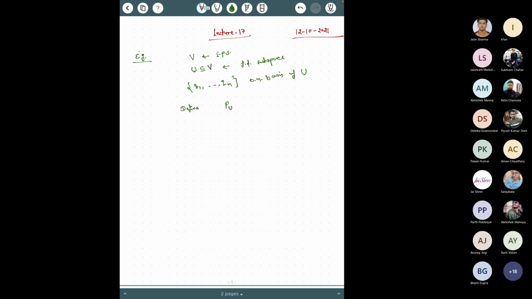I'm using the notation P subscript U, which means the projection on U. From V to V, it is defined by this rule: if I take any vector v in V, it goes to the sum of the inner product of v with q_i, times q_i, for i equal to 1 to m. That means you consider this linear combination of these basis vectors where the coordinates are given by these inner products. You can see that this element belongs to U.